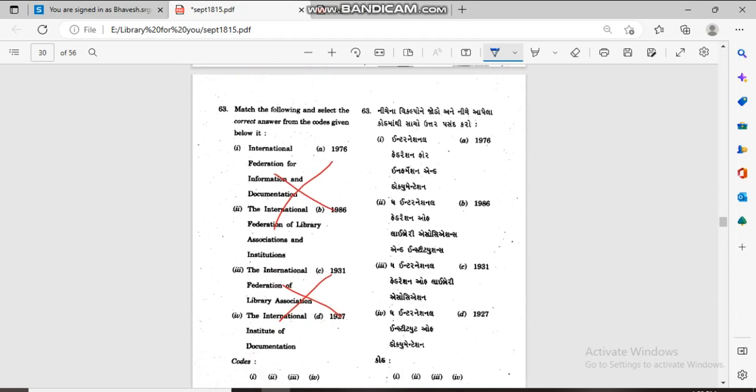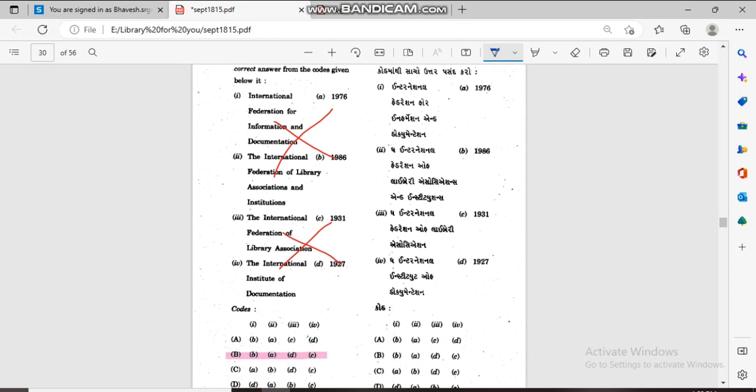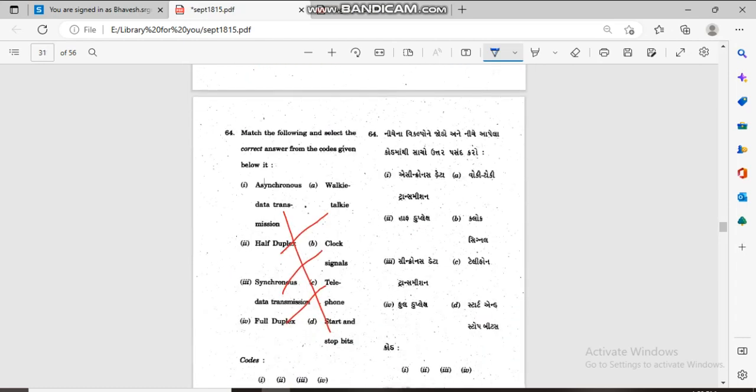Match the following. International Federation for Information and Documentation, 1986. The International Federation of Library Associations and Institutions, 1976. The International Federation of Library Associations, 1927. The International Institute of Documentation, 1931.